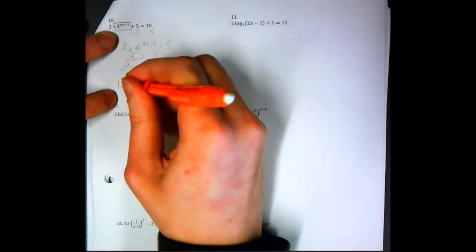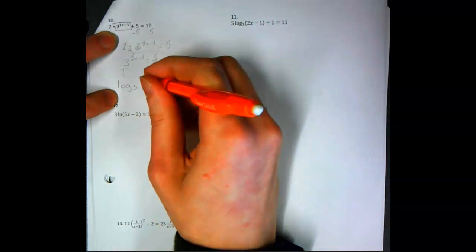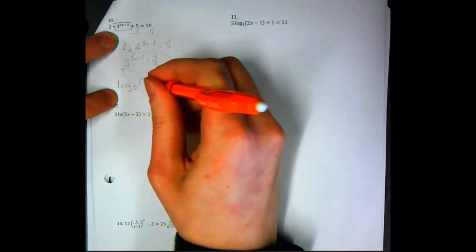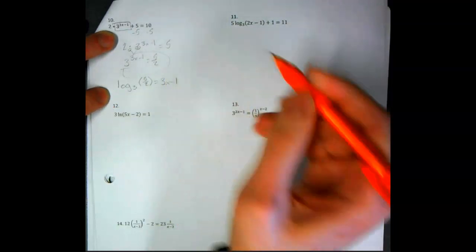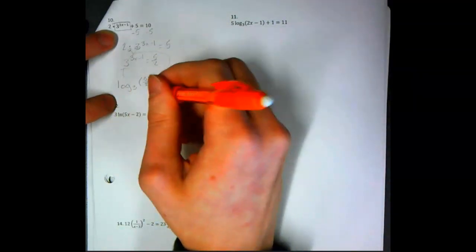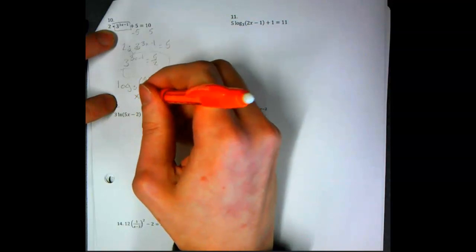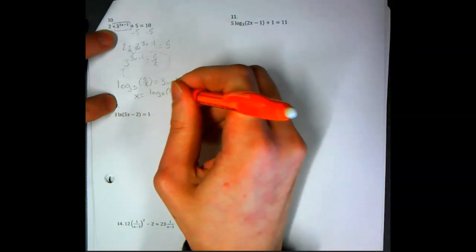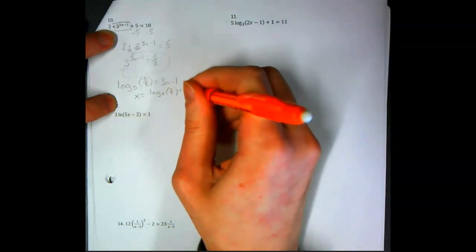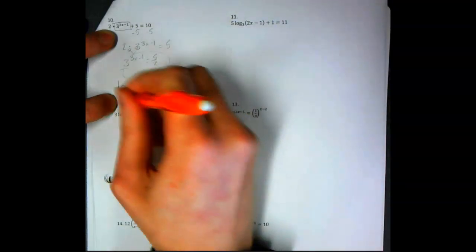So log base 3 of 5 halves equals 3x minus 1. So after we add our 1, divide by 3, we have x equals (log base 3 of 5 halves plus 1) divided by 3.